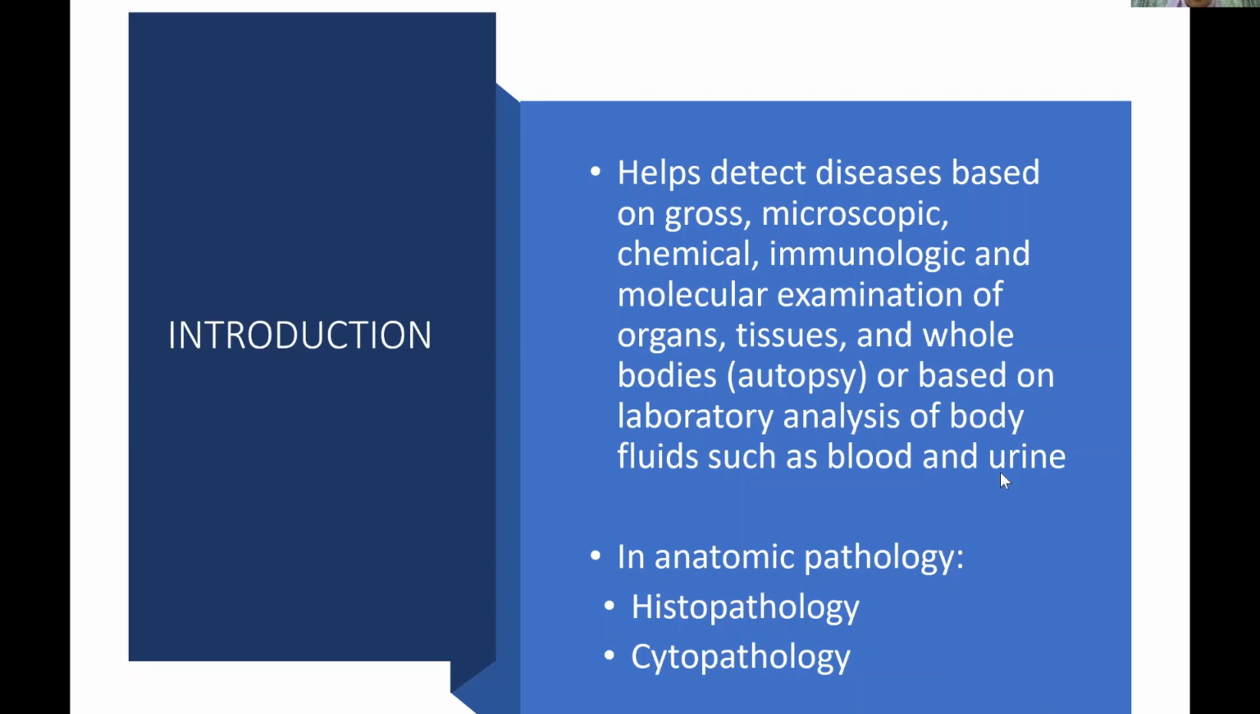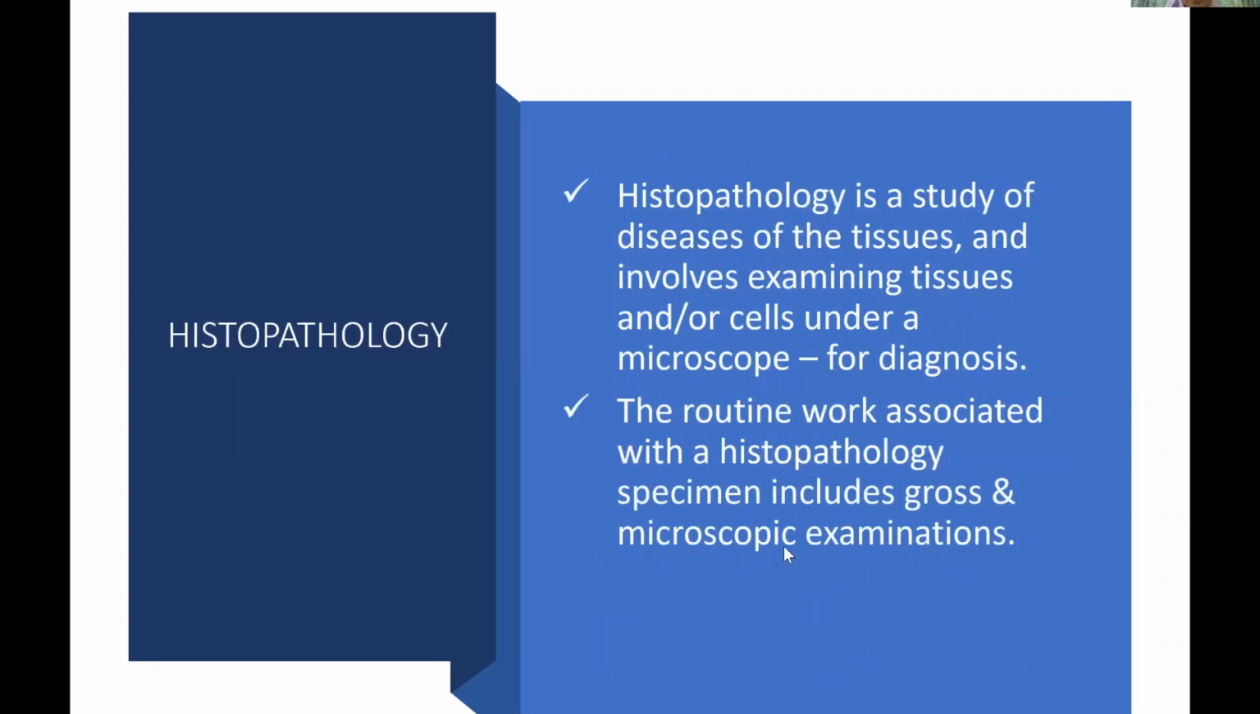That's the definition. In anatomic pathology, we have two fields, two components: histopathology and cytopathology. Let's look at them one by one. In histopathology, we study diseases of the tissue. When we examine the entire tissue, we examine the cells. Just now when you learned about neoplasia, tumors have two components, right? They have the cells and stroma. So in histopathology, we need to study both cells and also the surrounding stroma when we want to make a diagnosis.